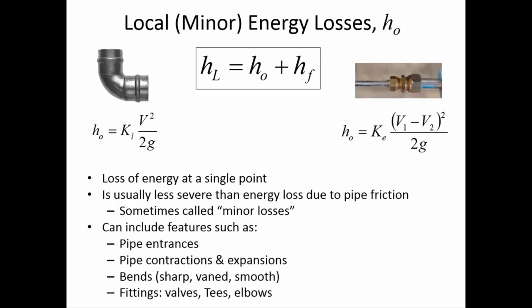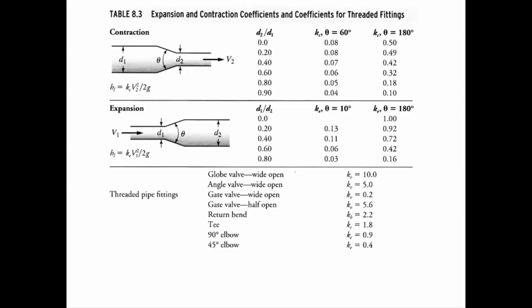So we need to be on the lookout for pipe entrances, meaning where water is flowing from a reservoir into a pipe, because there will be energy loss there. Anytime the pipe changes diameter or it gets smaller or bigger, there will be energy losses. Anytime the fluid changes direction, or when it flows through fittings like valves or T's or elbows. So let's look at some of the tabular information that comes out of your text.